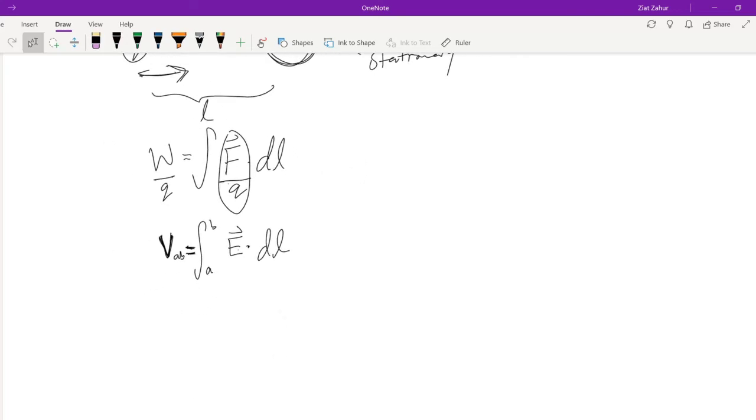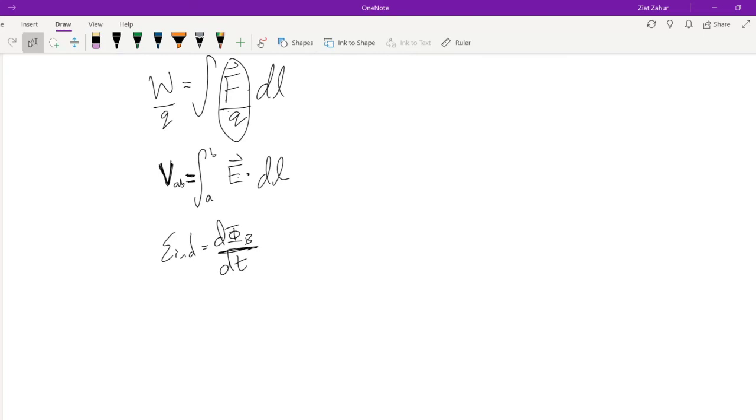Now we have two equations for V. We have the Faraday equation, which is the change in flux per change in time, dΦ/dt. And we also have the original difference in electric potential, and the difference in electric potential is voltage. Therefore, these two must be equal to each other. And here we have Maxwell equation number 4, finally. We say that the closed loop integral of E dot dl is equal to dΦ/dt.